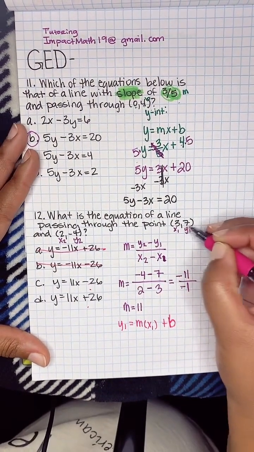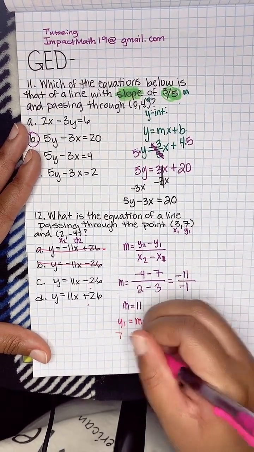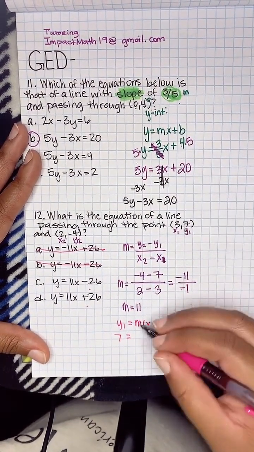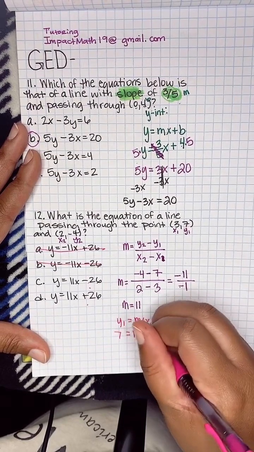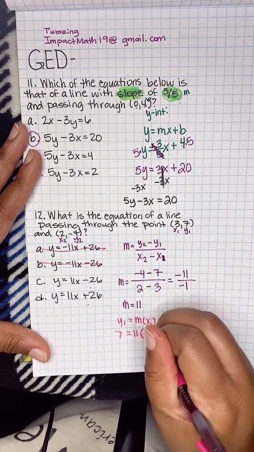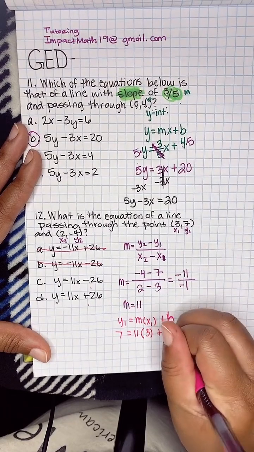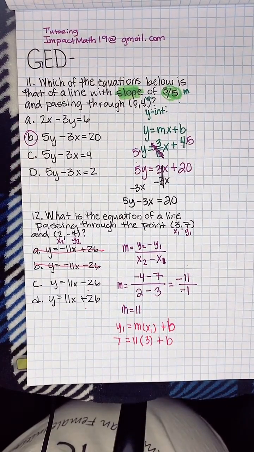Okay. So we're going to plug in 7 for Y. I know my M is 11 times my X1 is 3 plus B.